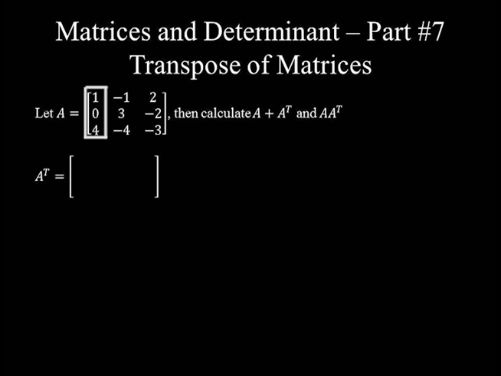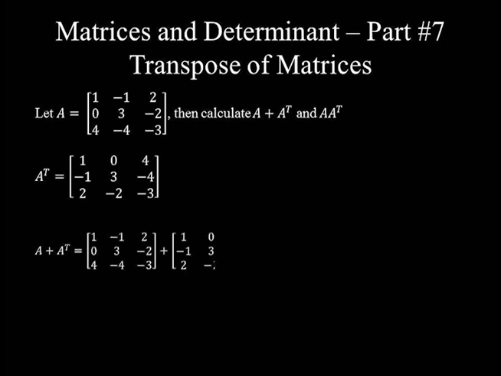Column 1 of matrix A turns to row 1 of A transpose, that's 1, 0, 4. Column 2 of matrix A becomes row 2 of A transpose, that's -1, 3, -4. Column 3 of matrix A is going to be row 3 of A transpose, that's 2, -2, -3. Thus, A plus A transpose equals matrix A plus its transpose.